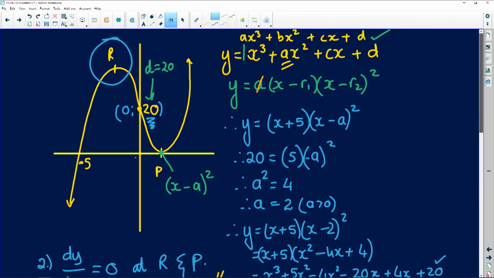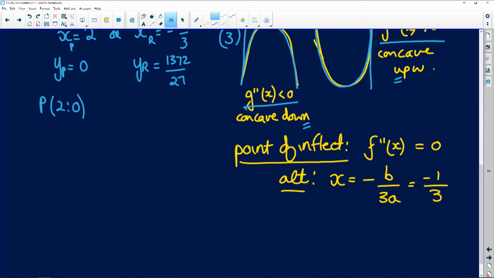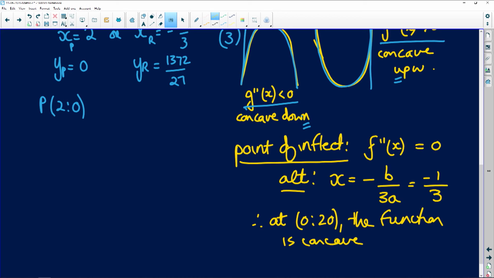What does this answer mean? Let's go to the graph. It means that at x equal to minus a third, that is where the function has its point of inflection. So what is the y-intercept part of? It's part of the U. It's part of the U because it lies to the right of the inflection point. Therefore, at 0, 20, the function is concave upwards.